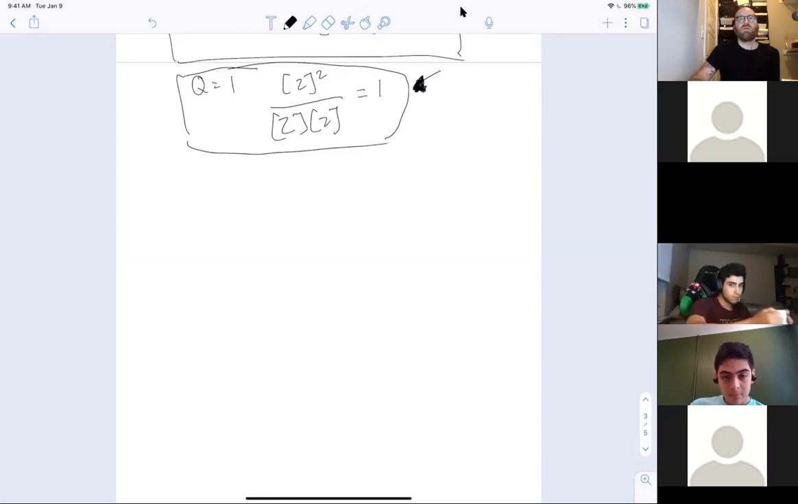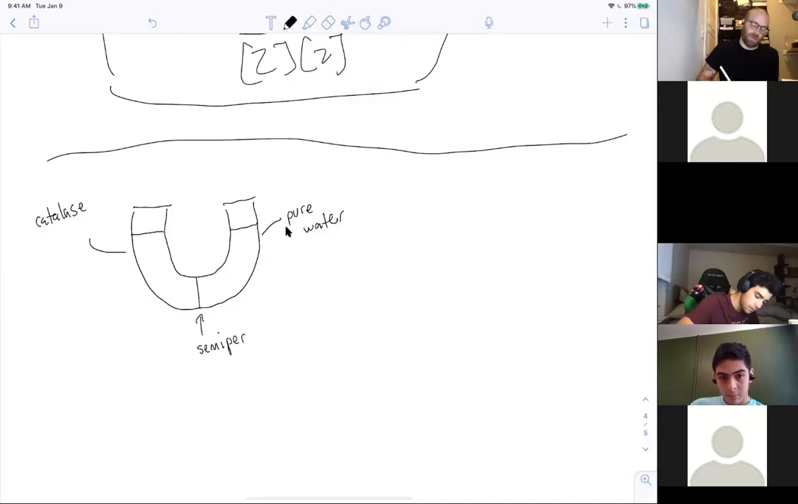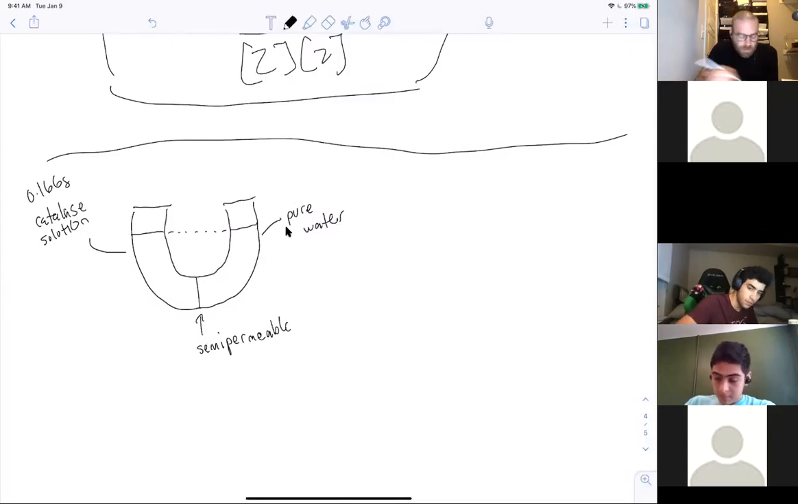Oh, for some reason it paused. There we go. Yeah, so you set up one of these tubes. Here you have a barrier that's semi-permeable, so water can pass through it, but your enzyme cannot. Over here you have your catalase solution, and you've set it up so that these are the same volumes. So we've got 0.166 grams of catalase, and this is 14 milliliters. This will also be 14 milliliters on that side.